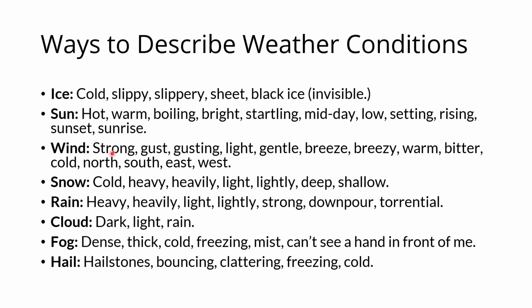With wind, we could say it's strong, it's gusting. We could talk about the intensity, so we could say it's light, it's gusting, which gust means a strong wind. Gusting, again, a strong wind. We could say it's gentle, which means light. We could say there's a breeze, which means usually a light wind. Breezy means a stronger wind. We could say it's warm or bitter. Bitter means cold in this context, so we could usually pair it with bitter cold. Or we could talk about the direction it's coming from, so north, south, east or west.